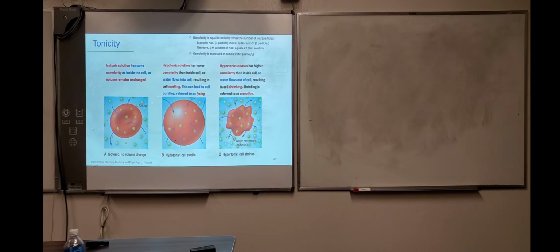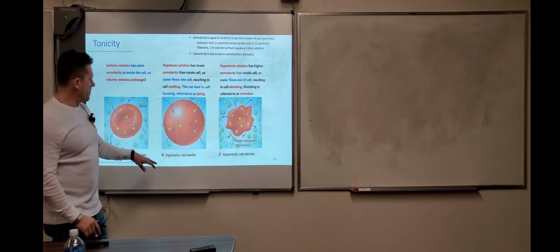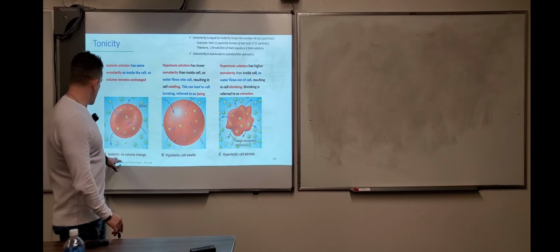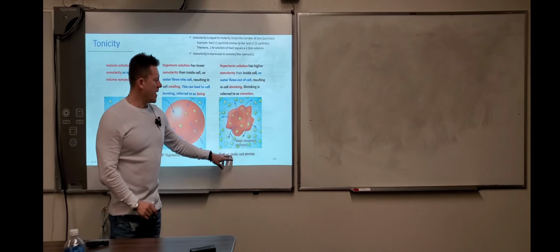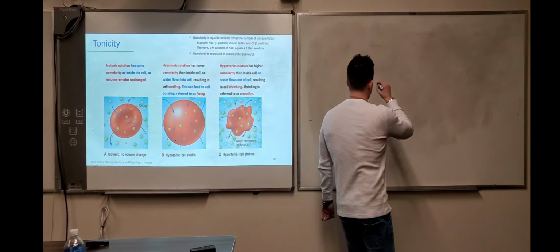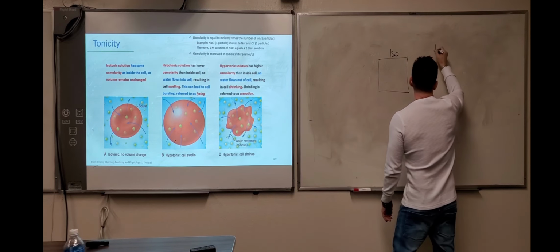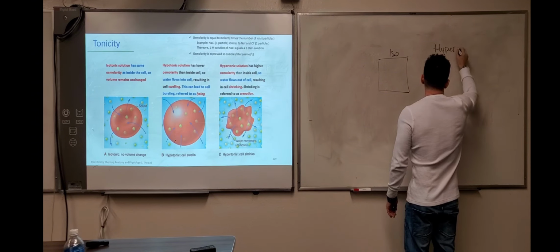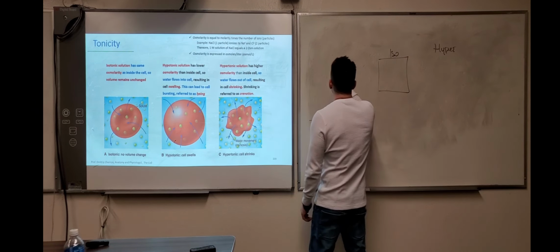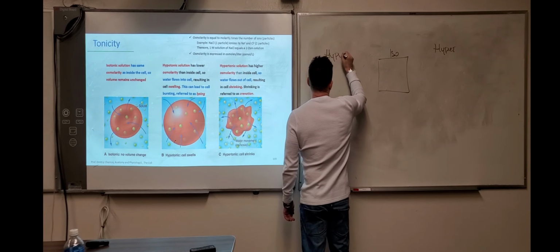Tonicity, a very important concept that involves osmosis. So we have hypotonic, we have isotonic state, and we have hypertonic state. So I'm going to use this. So this is the isotonic. This would be hypertonic. And this would be hypotonic.